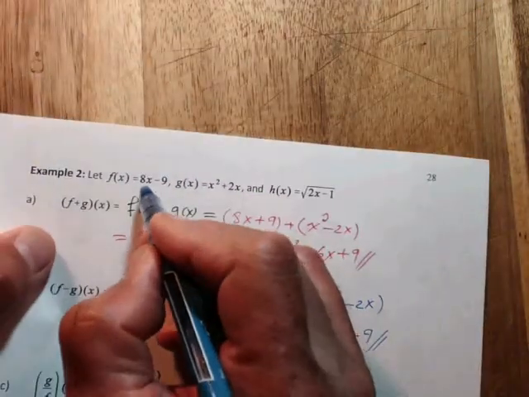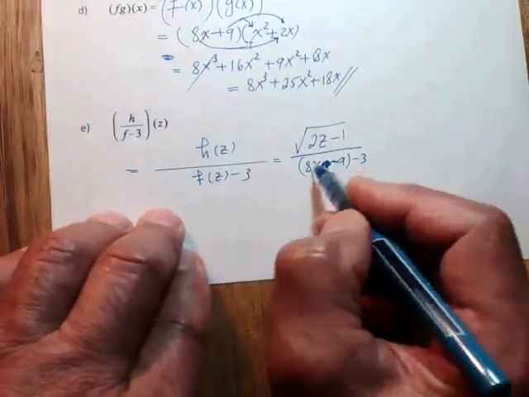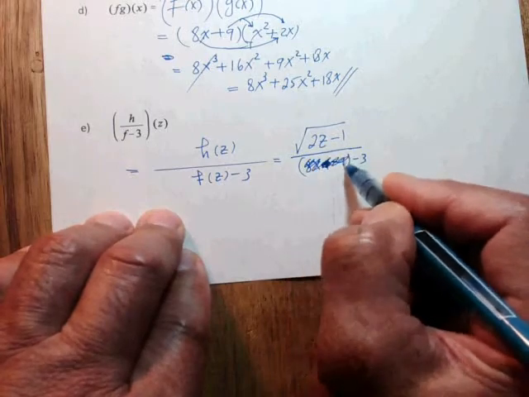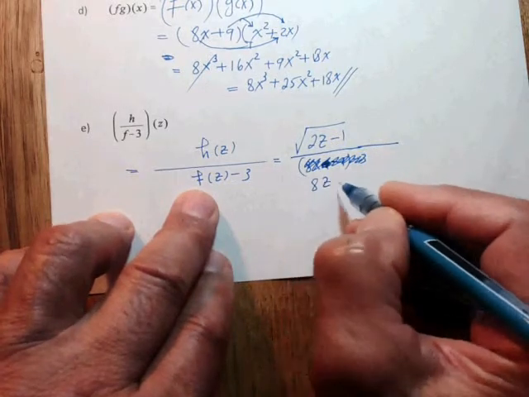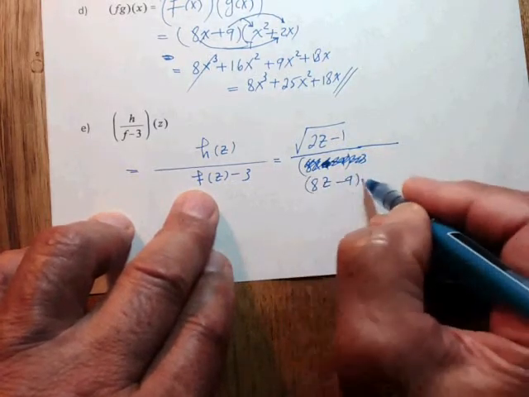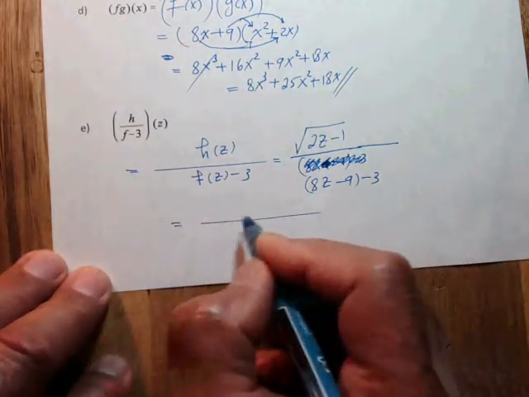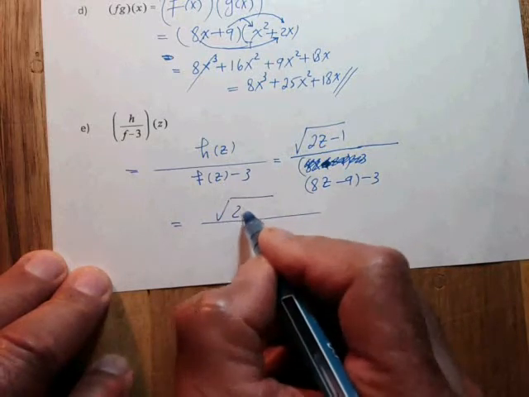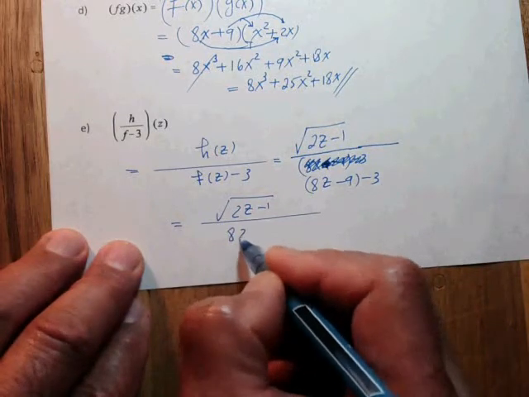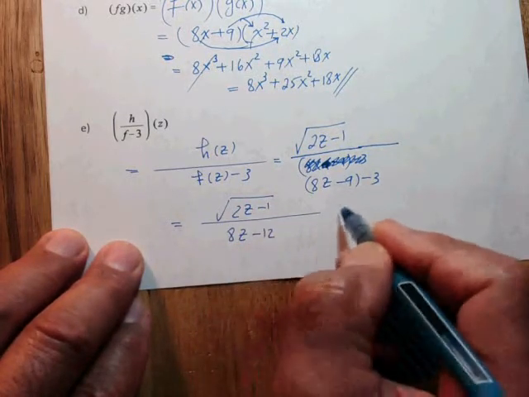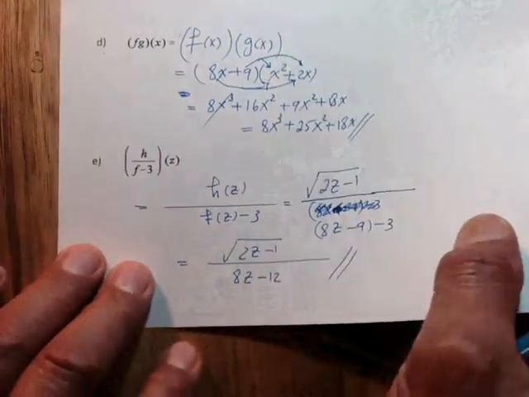See, f of x is 8x minus 9, so f of z becomes, let me rewrite the denominator. f of z is 8z minus 9 minus 3. That's the denominator. So square root of 2z minus 1, and then if you simplify the denominator, you get 8z minus 12. And that's the end of it actually. You cannot simplify this any further.